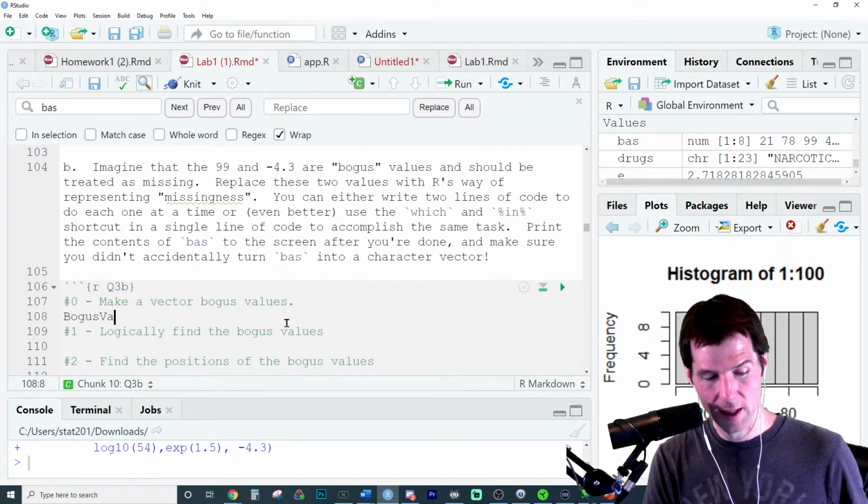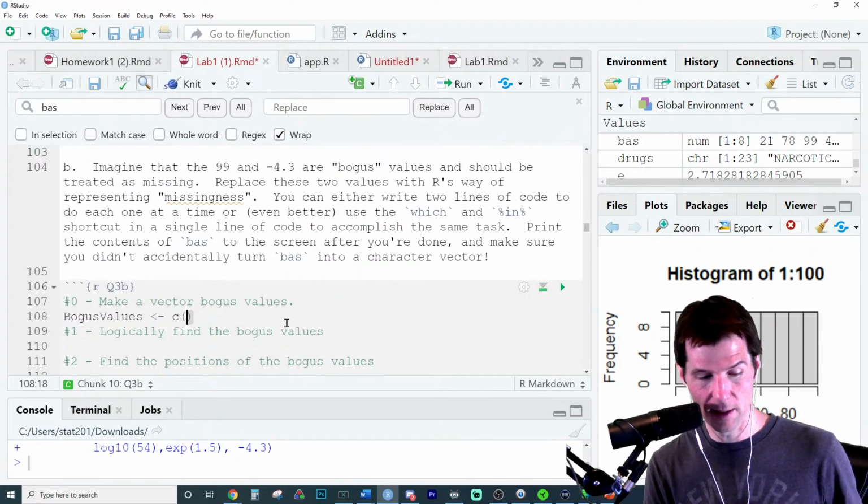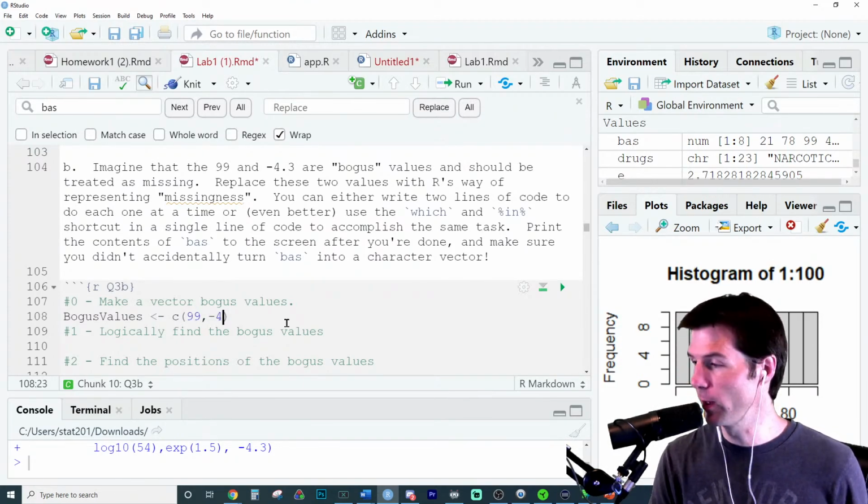We've got here bogus values. And so you can do it this way. I'm doing it a slightly different way today. I like doing problems so many different ways.